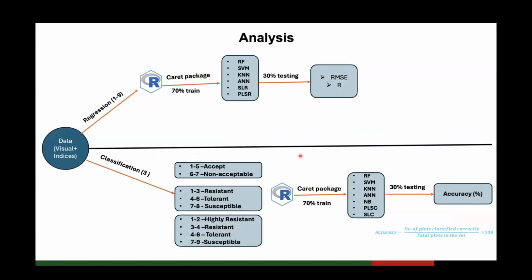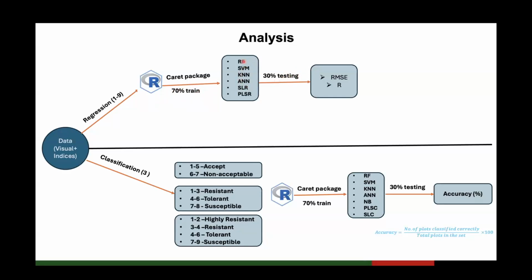For analysis, we went with two approaches. One, we treated the disease ratings as continuous variables, and that's where we did the regression. We also classified the disease scores into two different categories, and we applied a classification. For the first regression, we divided the data into two parts: 70% of the data was used for training and 30% was used for testing.